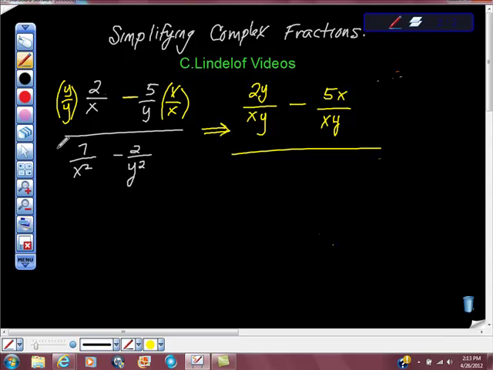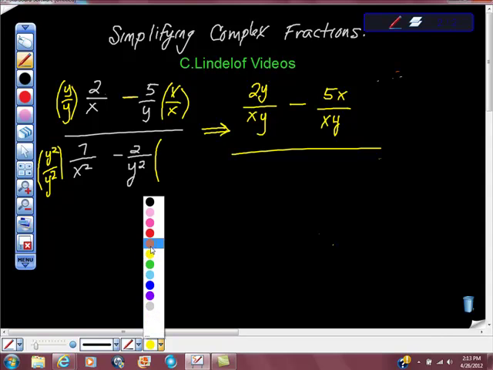Let's clean up the denominator now, please. Gonna multiply this one by what? Y squared over y squared, yeah? This seems simple enough to me. And then we're going to do what? X squared over x squared?